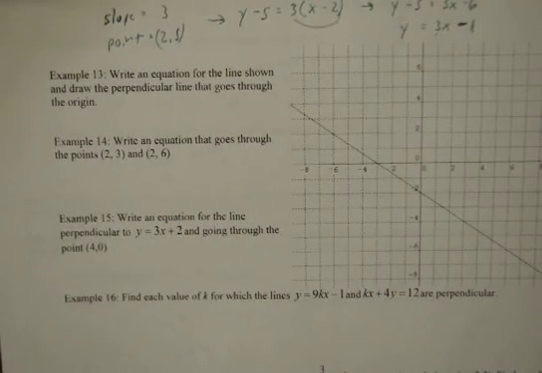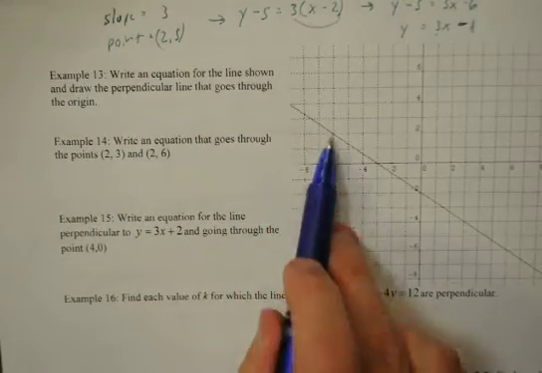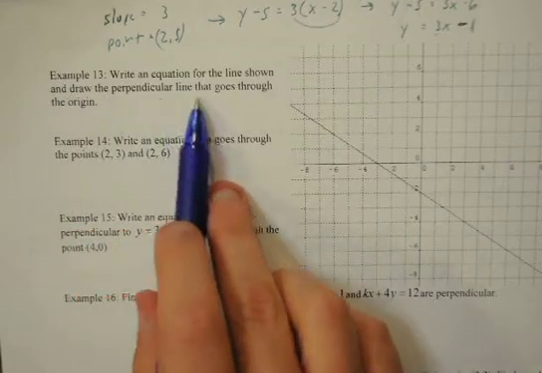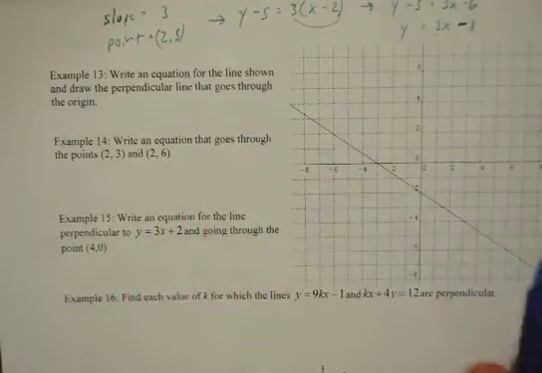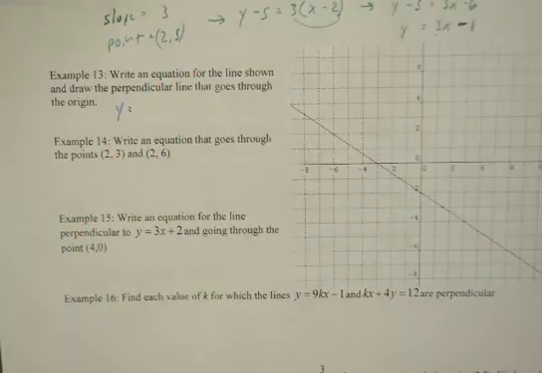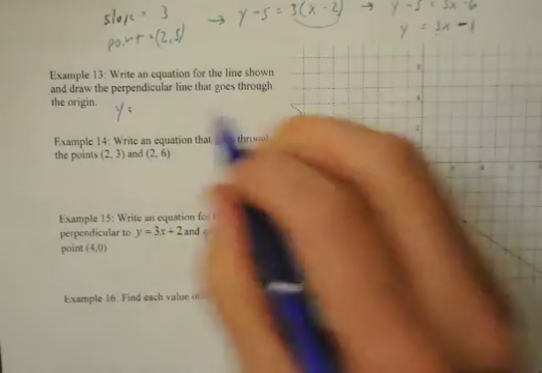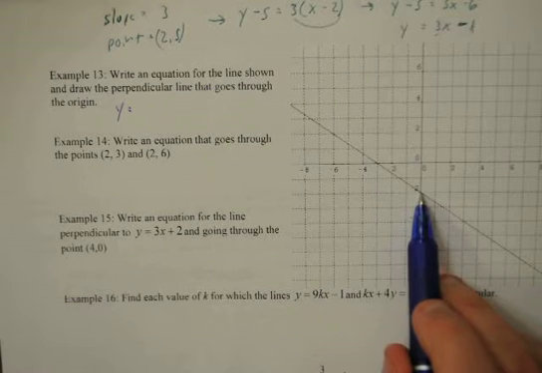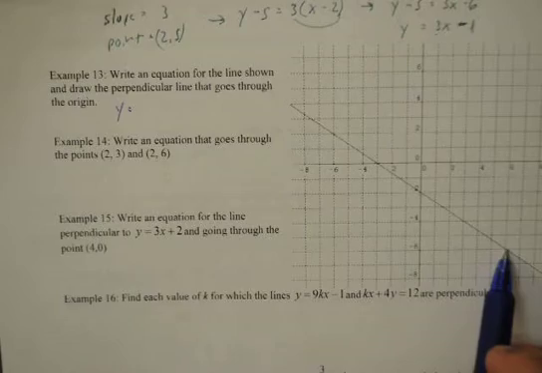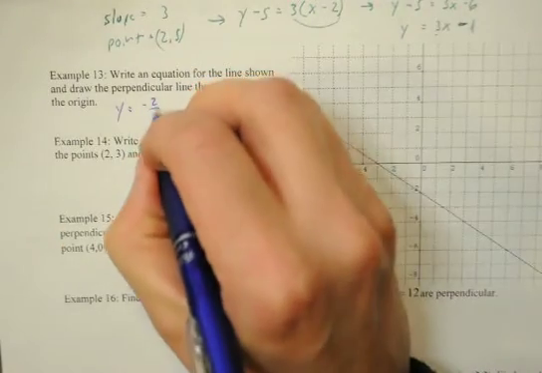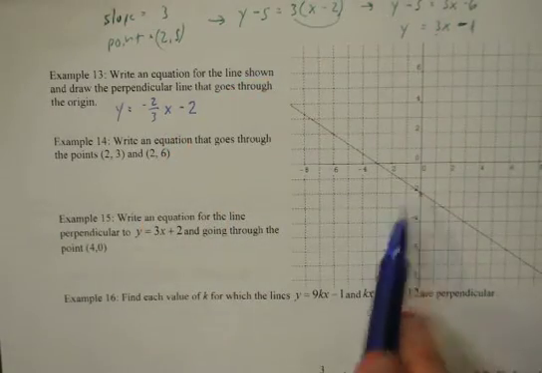Alright, example 13. Write an equation for the line shown and draw a perpendicular line that goes through the origin. Write an equation for the line shown. Okay, easy enough. Usually when you want to write an equation, use slope-intercept form. So we're starting at negative 2, and the slope is down 2 over 3. So we're going to do negative 2 over 3 as our slope, negative 2 as our y-intercept.